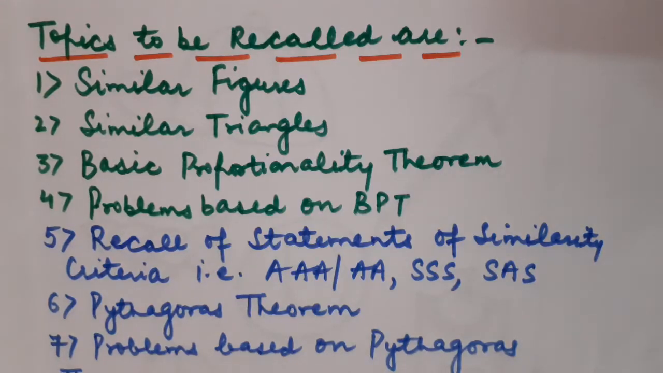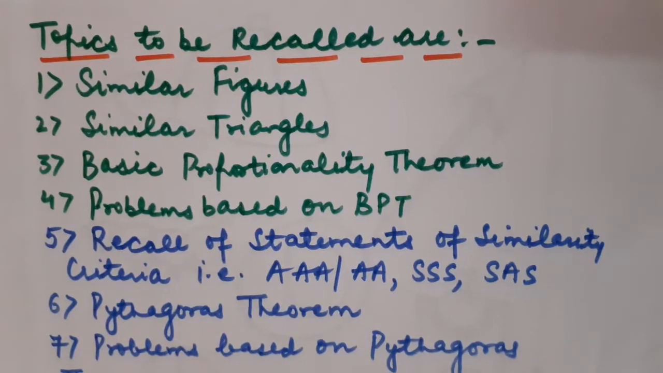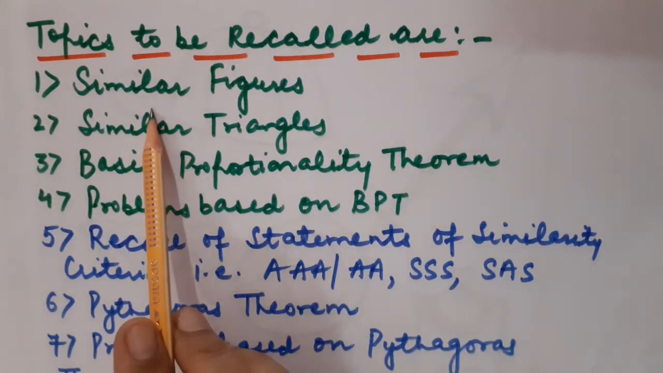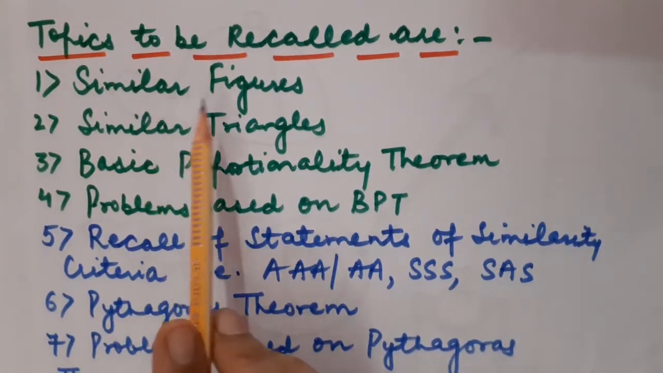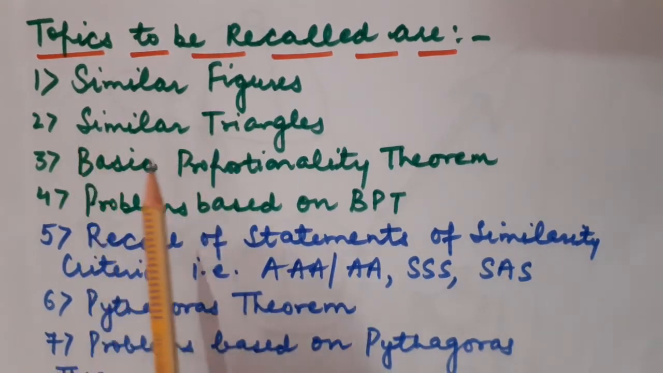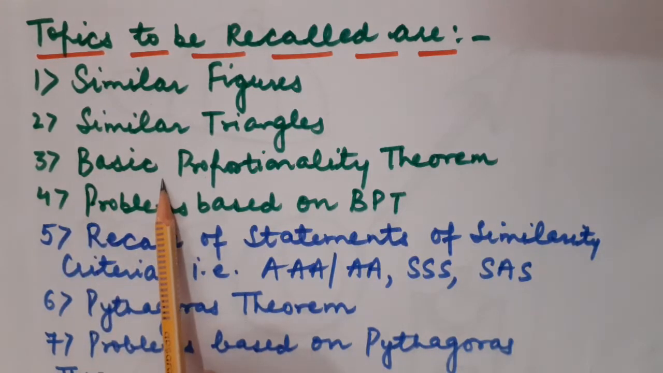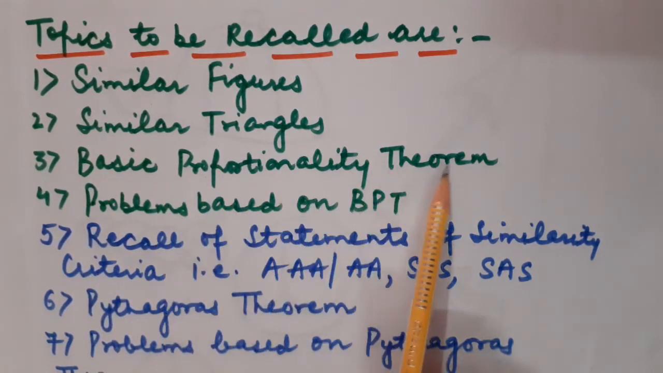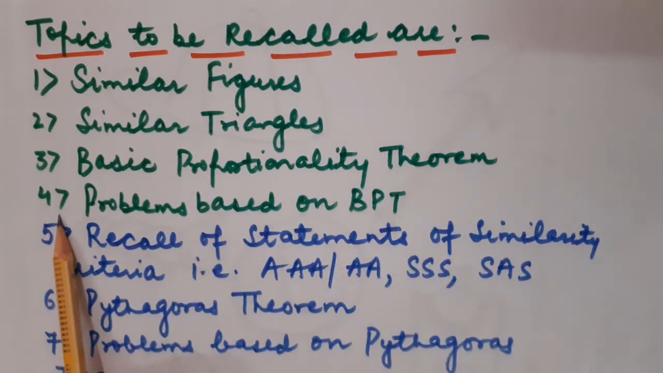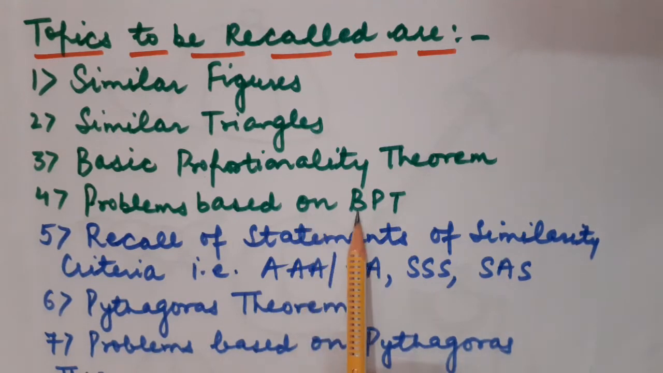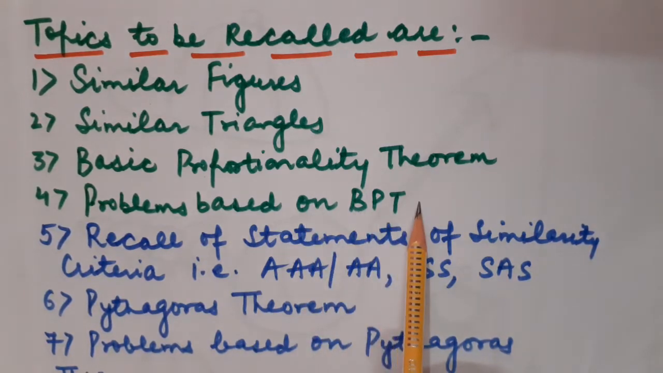So children, in today's summary lecture, the topics which I am going to make you recall are: number 1, I will make you recall about similar figures. Number 2, about similar triangles. Number 3, we will be revising the basic proportionality theorem, that is also known as Thales theorem. Number 4, we will be doing some problem sums based on the basic proportionality theorem.